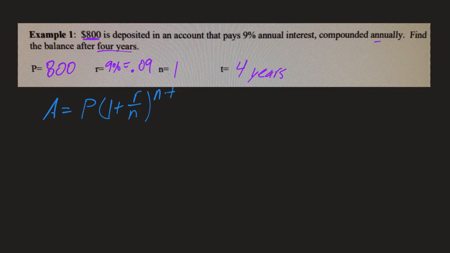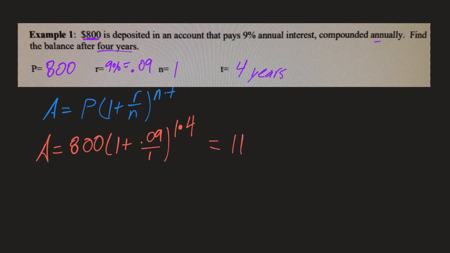Okay, and now once I've got the equation, of course, we're just going to plug in all the numbers. So I'm solving for A, and we've got $800 starting, times 1 plus 0.09 over 1, raised to 1 times 4. Now we can calculate everything out. We'll have to use a calculator, of course. We can't really do this by hand. We should get 1129.27, and I'm rounding to 2 decimal points because we're talking about money.